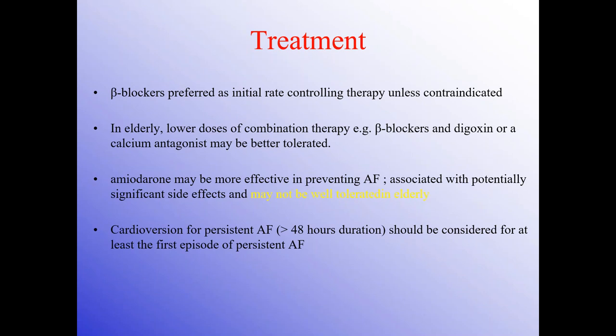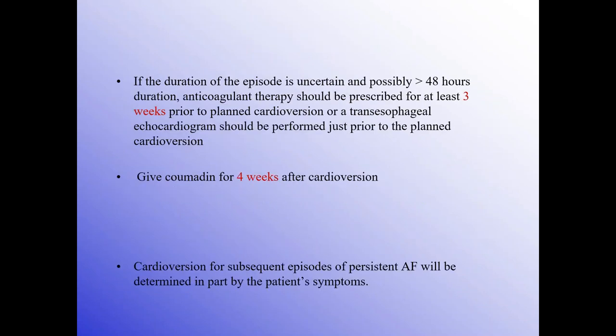If you have AF which is persisting and is causing hemodynamic compromise, you have to give a cardioversion. But what are the rules of cardioversion? If the duration of the episode is uncertain and it is possibly more than 48 hours, then this atrial fibrillation might have created a thrombus in the left atrium. So you need to at least give anticoagulation for the first 3 weeks and then plan a cardioversion.